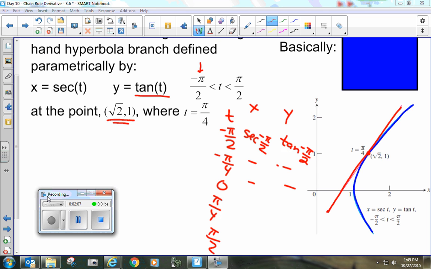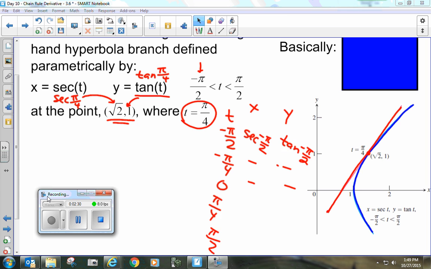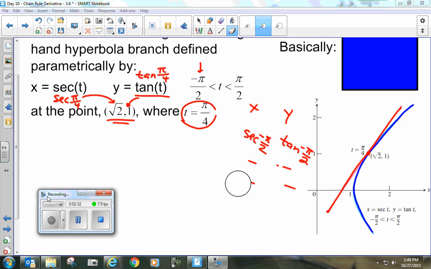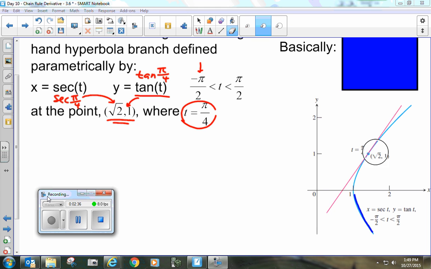That is the point where t is pi over 4, meaning the secant of pi over 4 is your x value and the tangent of pi over 4 is your y value. So they're giving that to you; you don't have to figure that out. I know this is a confusing question because we really haven't dealt with anything parametrically yet, but it kind of just works its way back to the same old thing.